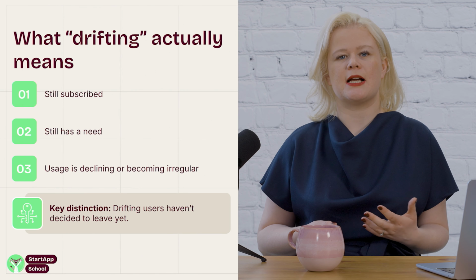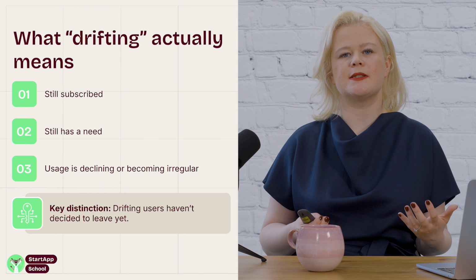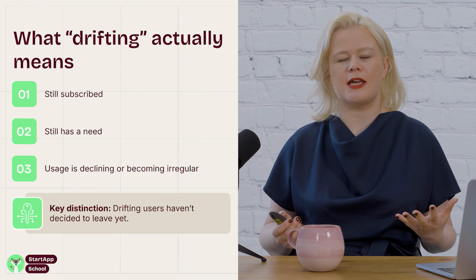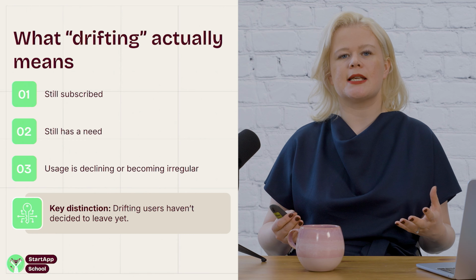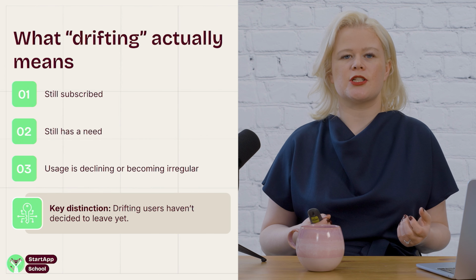Let's look at what drifting actually means. So a drifting user is a user that still pays for the product. They still have a need at some point in their lives, and their usage is declining, and you can spot that in your data. But the key distinction is that drifting users haven't actually decided to leave yet, which is why we don't consider them yet churned.